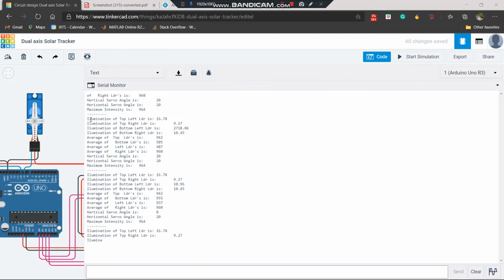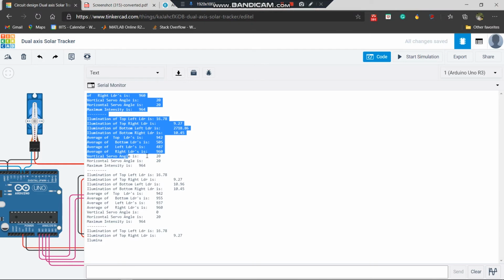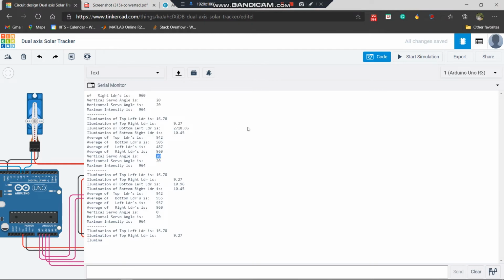These are the outputs. In the outputs, we'll be printing the elimination of the four LDRs and the average values, the vertical servo angle to be rotated to get the maximum intensity, the horizontal servo angle and the maximum intensity.